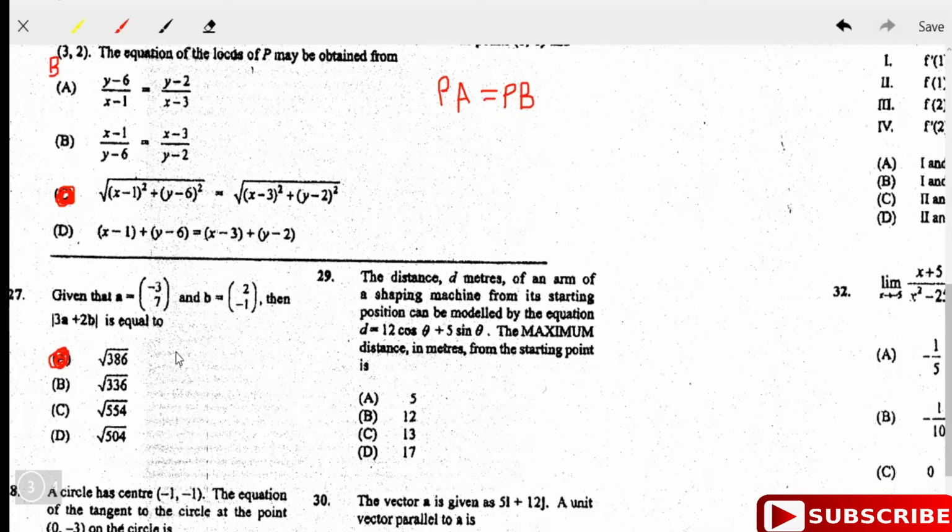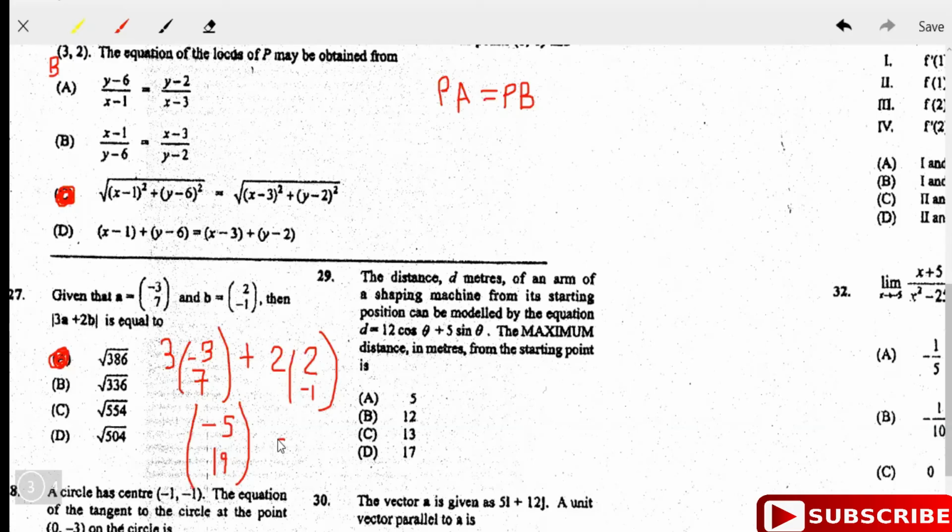All right, so to do question 27, first you'd have to work out what is 3A, which is 3 times minus 3 times 7, plus 2 times 2 minus 1. And what you'd get is minus 9. Minus 9 plus 4 is minus 5. And then you would get 21 minus 2, which is 19. And so the modulus of this thing right here, because this is now 3A plus 2B.